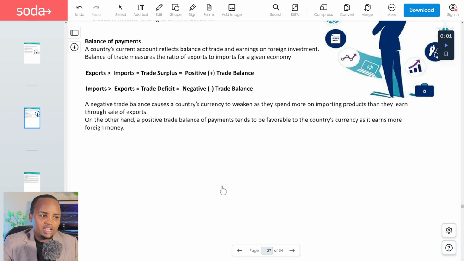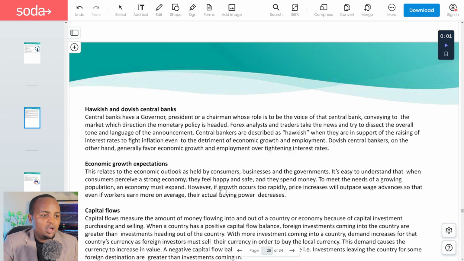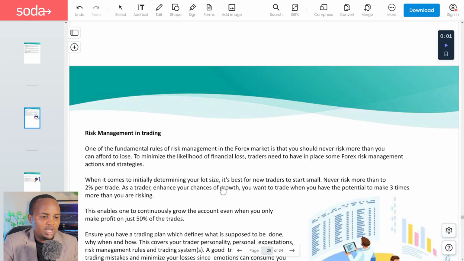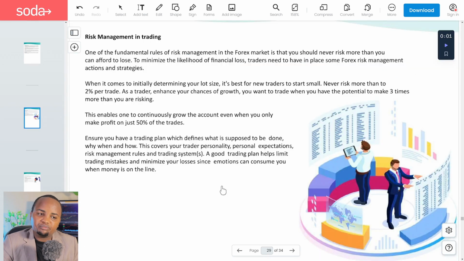Now we have something like export and import. They actually have to be balanced so that you can have a good economy, because when we have higher import than export, or higher export than import, it is going to impact our currency, either in a positive or a negative way. So those are the fundamental things that you should be looking at in the market, so that if you follow the interest rate, those will be good decisions that you implement in the market.